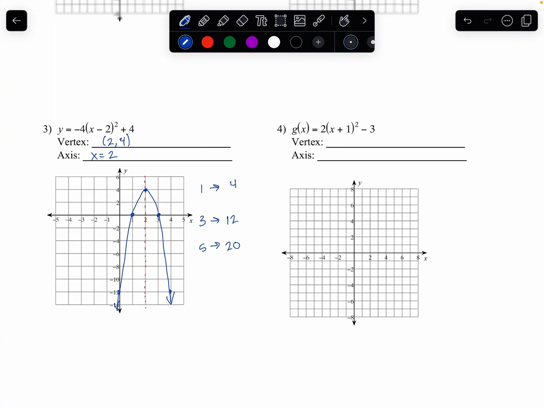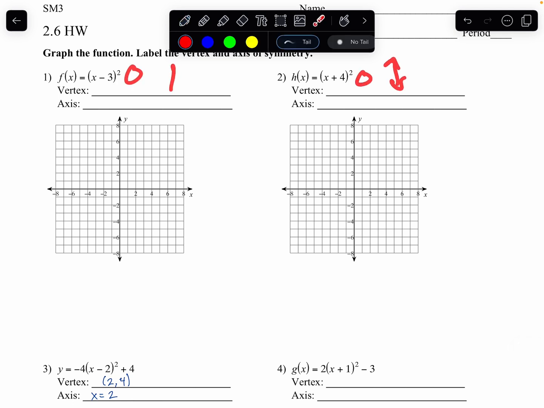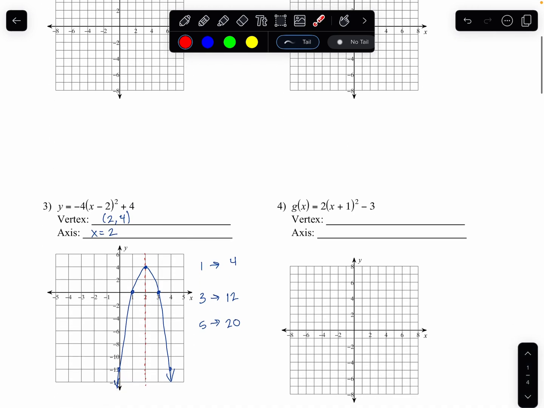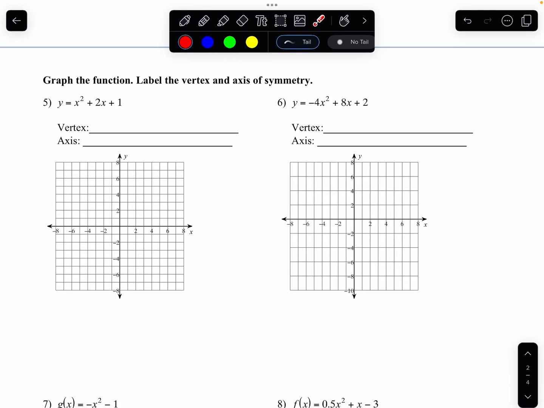So example 4, example 1, example 2. Examples 1 and 2 don't have any vertical shifting happening here, so it's just a horizontal shift. And yeah, there you go. Now let's get into standard form.